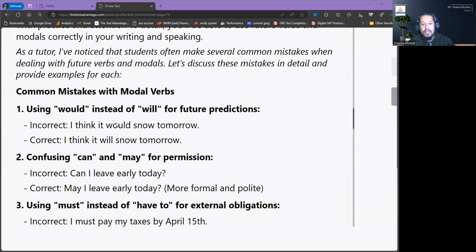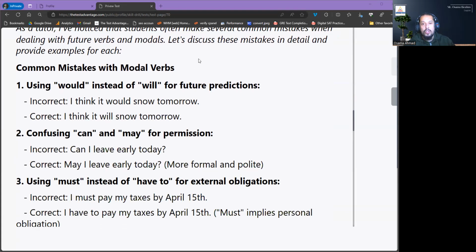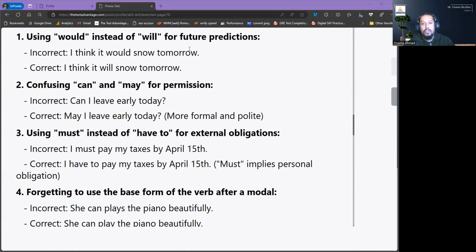Now, common mistakes with modal verbs. So as a tutor, I see many international students, and so I gathered a bunch of these things, right? Using would instead of will for future. Would is for the past. Will is for the future, right? I think it would snow tomorrow. It's incorrect. I think it will snow. Confusing can and may for permission.